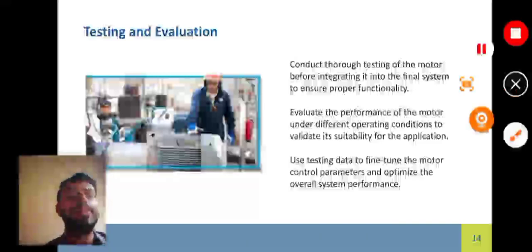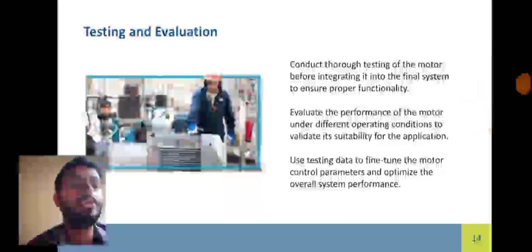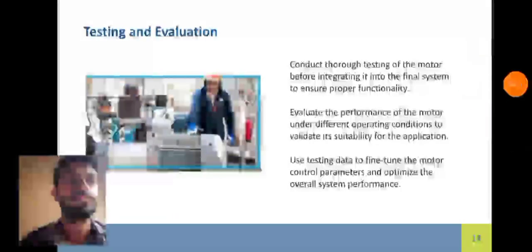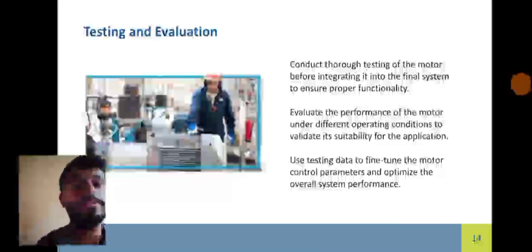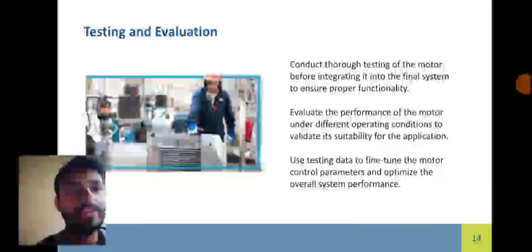Testing and evaluation. Conduct thorough testing of the motor before integrating it into the final system to ensure proper function. Run the motor first, because by seeing that, we can conclude whether it is working properly in the final system.